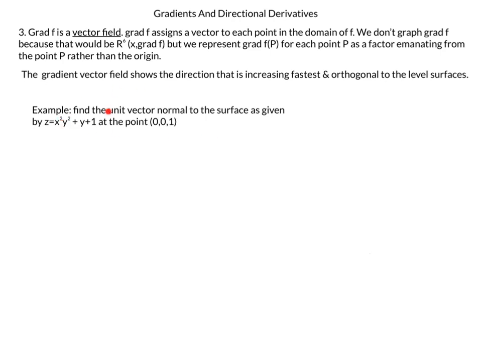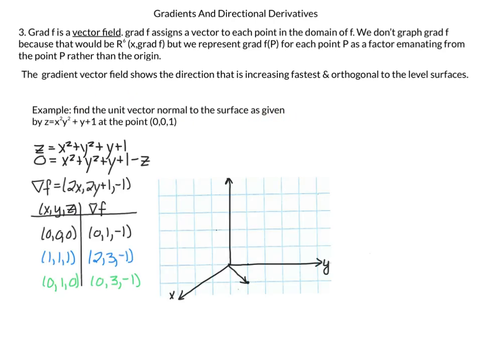So the example is to find the unit vector normal to the surface given by z equals x squared plus y plus 1 at the point 0, 0, 1. We're going to work this problem, but first we're just going to look at what this vector field looks like. I'm going to use this function, so I have z equals x squared plus y plus 1.